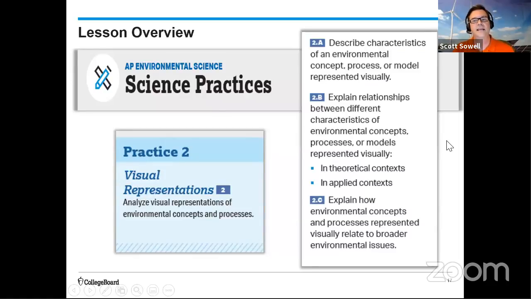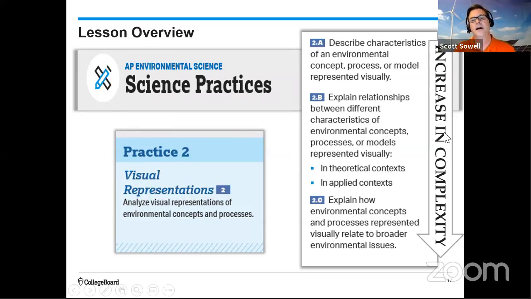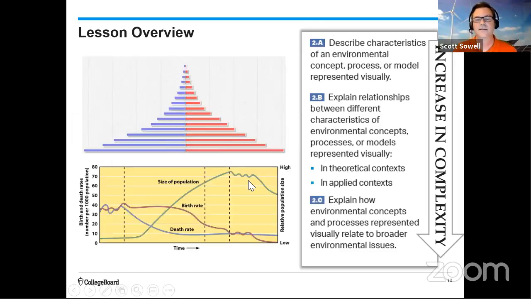I think this is a perfect place to really emphasize visual representations and models, from the ability to just describe the pieces and parts going on in that model, and then going all the way down to say, okay, I understand this model. How can I use it in a new context? I mean, clearly we have two essential visual representations or models here in this unit. We look at the age structure diagram and the demographic transition model.